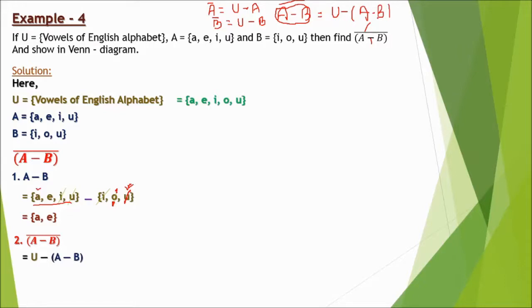Now again we can do it easily. Universal set A, E, I, O, U, and difference operator, and A, E. Let's cancel A and E.